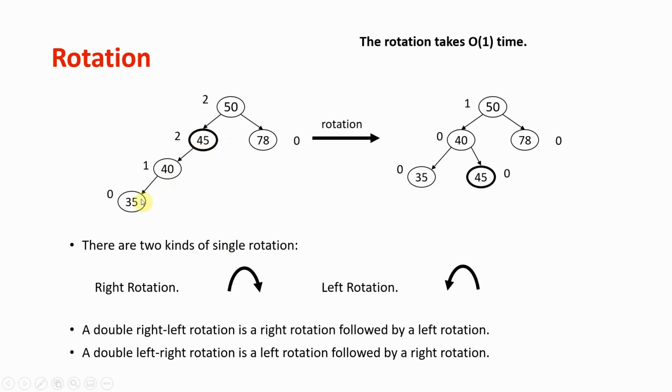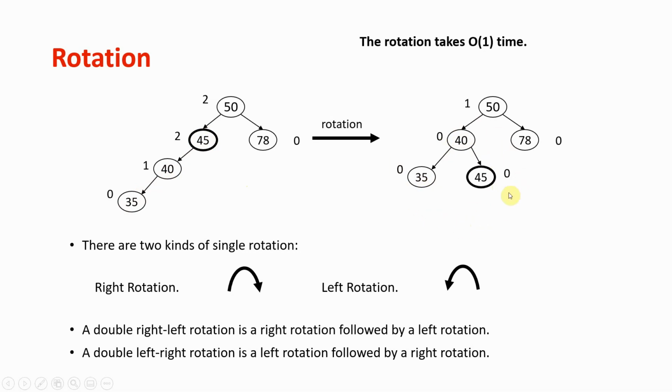For a left-left case, we only need to do one single right rotation, right? So what does that mean? So this is the pivot, right? If you consider this a rope and this is a hinge, imagine that we are rotating towards the right. So we're basically pulling this rope towards the right, around this edge, around this hinge, right? So basically we're moving 45 towards the right, 40 is pulled up, 35 is pulled up, right? So this is basically what a single right rotation is, right?